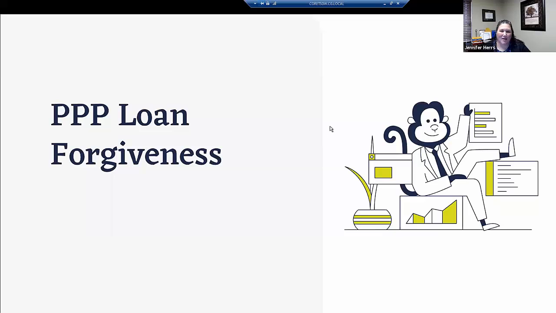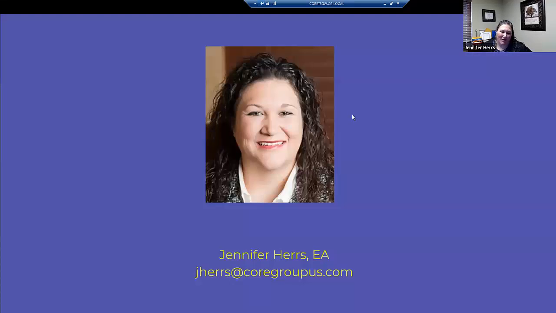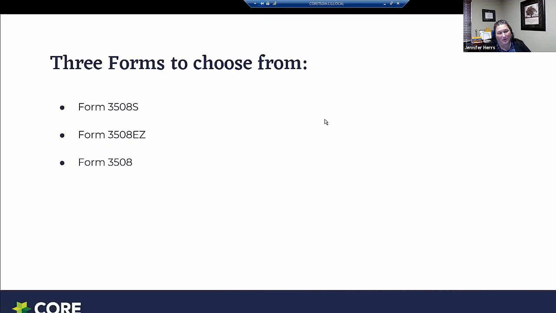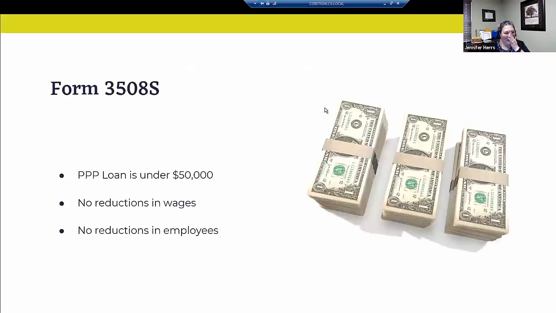So, Jennifer. All right. We're going to talk about PPP Loan Forgiveness and the forms. They have published 3 forms to choose from. We have Form 3508S, Form 3508EZ, and then just plain Form 3508. Form 3508S is for PPP loans under $50,000. You have no reduction in wages and no reductions in employees.